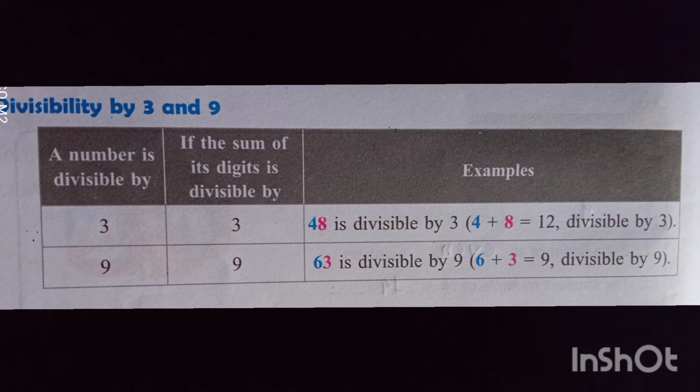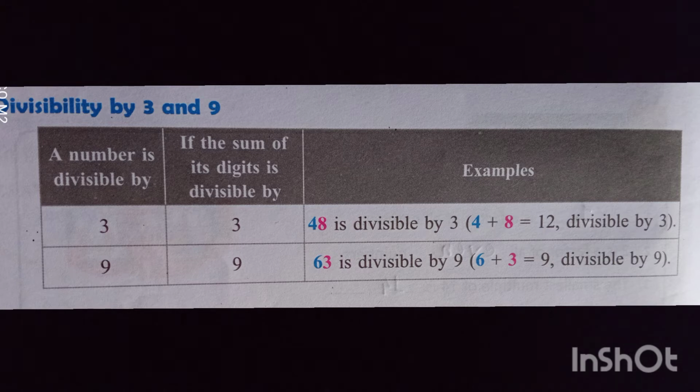So now first of all, add these two numbers. 4 plus 8 is equal to 12. Right? And we know that 3 fours are 12. That means 12 can be divided by 3 as 3 fours are 12. The sum of digits in number 48 is 12, which is divisible by 3. Therefore, 48 is divisible by 3.